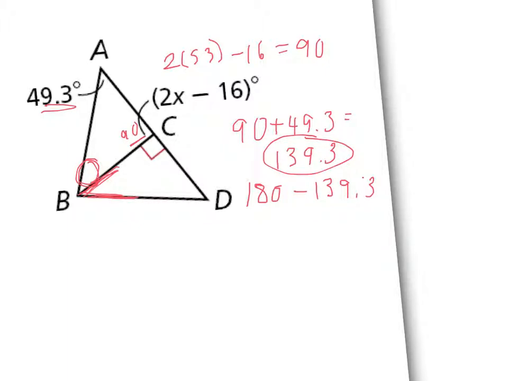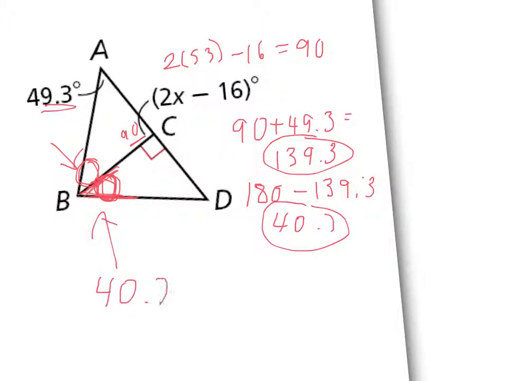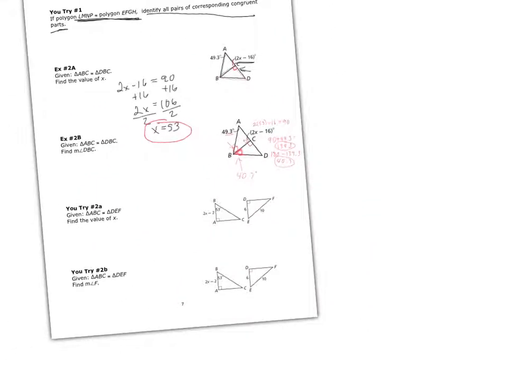Okay, so that would give us 40.7. Since this angle is our 40.7, we can then go ahead and assume that that angle is congruent to this angle since they're congruent triangles. So that missing angle, DBC, would end up being 40.7 degrees. Okay, so we're just using information that we already know to be true and finding the values that they're asking for.